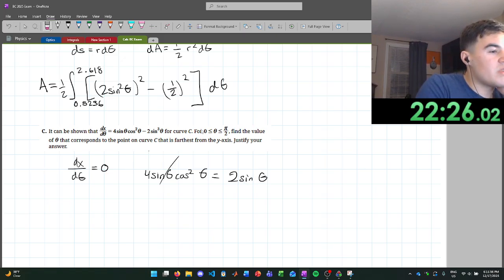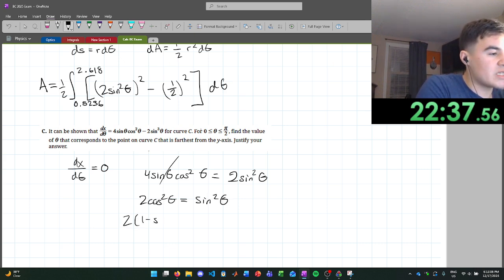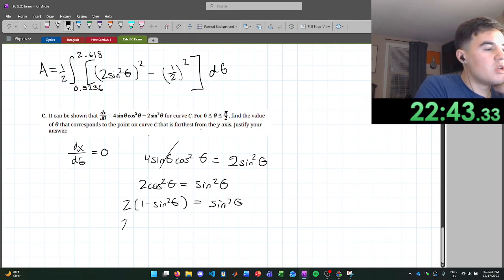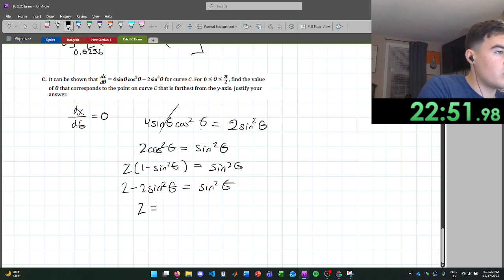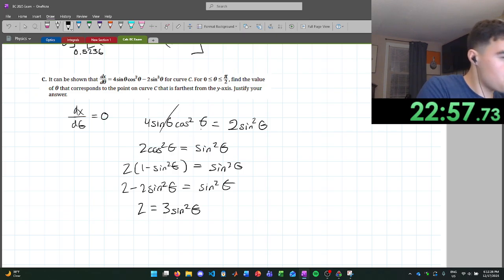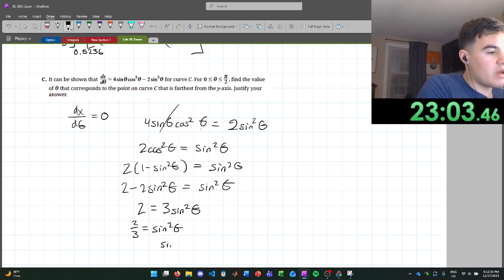This can become to the second power. We're losing a solution, whatever. 2 cosine squared theta is equal to sine squared theta. We can write this as 2 times 1 minus sine squared theta is equal to sine squared theta. Distribute the 2 out: 2 minus 2 sine squared theta is equal to sine squared theta. Move this over: 2 is equal to 3 sine squared theta. 2 over 3 is equal to sine squared theta. Sine theta is equal to square root of 2 over square root of 3.